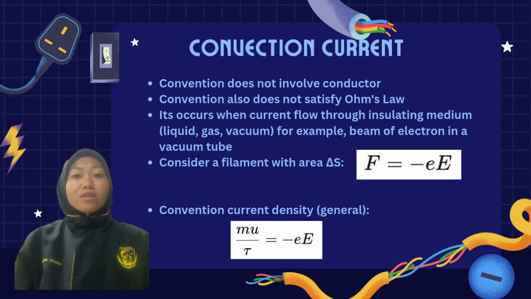Convection current does not involve a conductor. It also does not satisfy Ohm's law. It occurs when current flows through an insulating medium, such as liquid, gas, or vacuum. For example, a beam of electrons in a vacuum tube. Consider a filament with area delta S. The force F equals negative eE. The convection current density is J equals rho V times u.